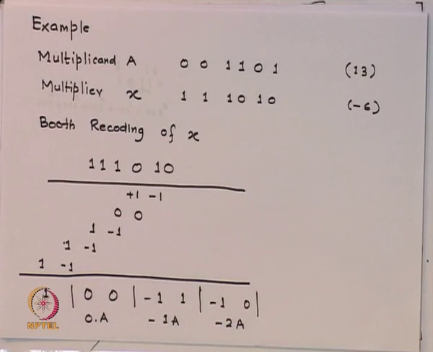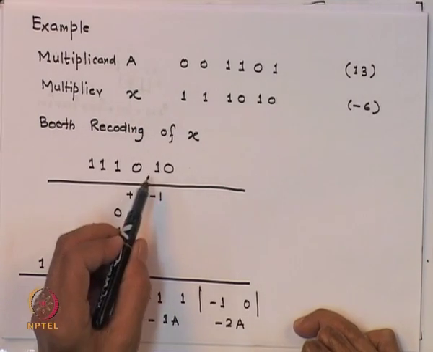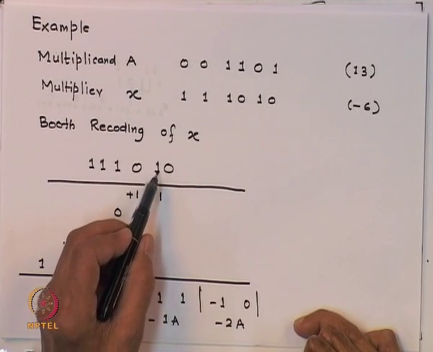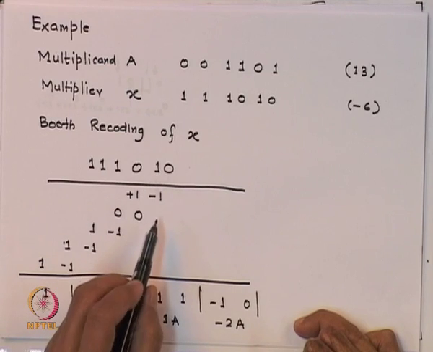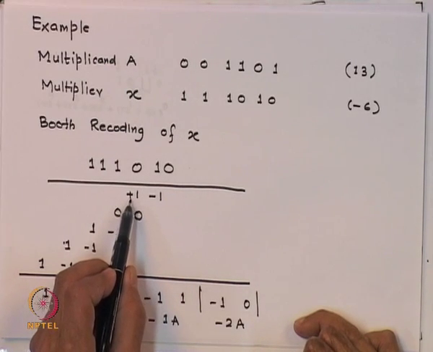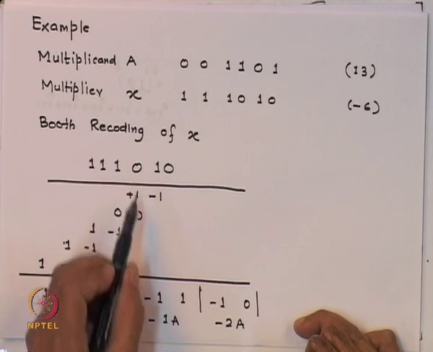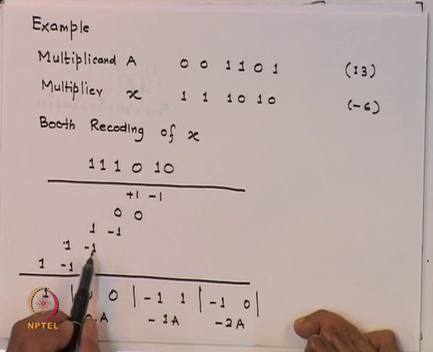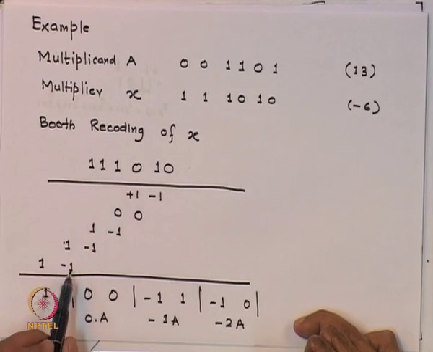So, the way I recode is the following. The way recoding is done, I think I will go back and show the other slide, but this is to simplify before I go there. For every 1, the first of course you leave zeros, but whenever you see 1, just below that put minus 1 and plus 1 in the next bit position. For 0, you put only 0, 0. For 1, minus 1, plus 1. For this 1, minus 1, plus 1. For this 1, minus 1.